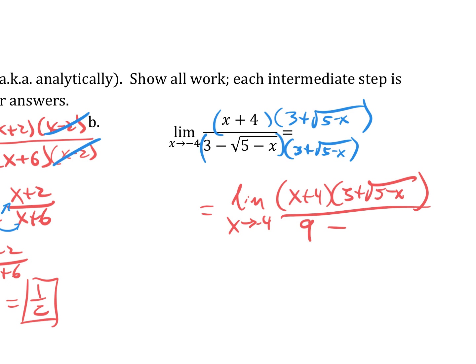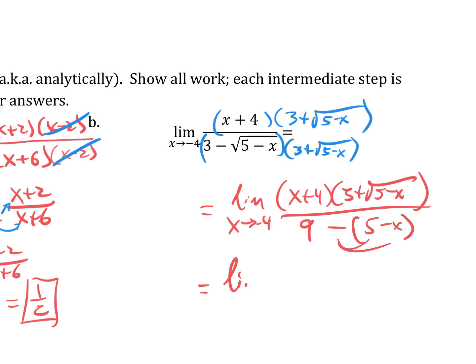Minus, square the second. The square root of 5 minus x squared. And that is in parentheses. Don't forget the parentheses there. 5 minus x. So when you simplify the bottom, don't forget to kind of distribute this negative here.